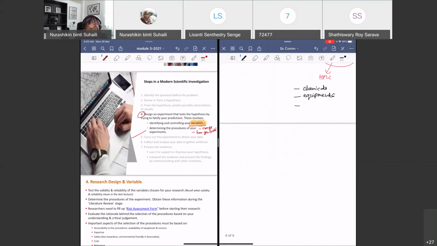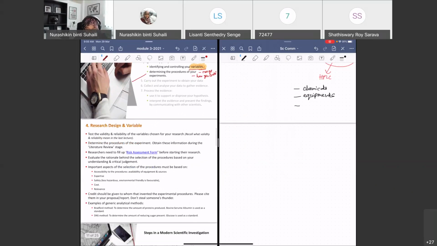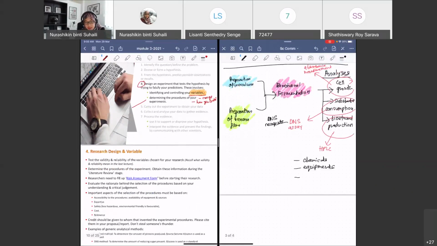Right, the fifth step. Before that, when you design an experiment, apart from knowing the chemicals and equipment, you also have to identify what the risks are. So why is it important to identify the risk before you enter the lab or before you start the work?